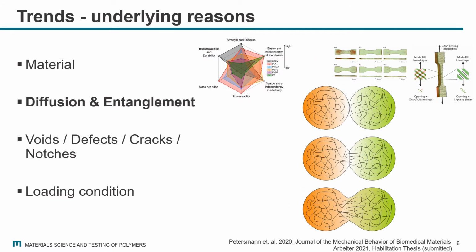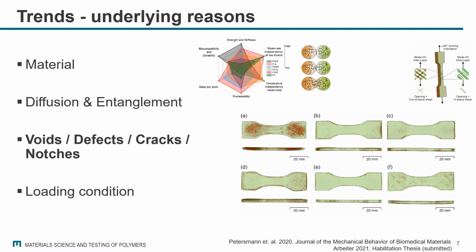And of course, there are the diffusion and entanglement processes which occur at the interfaces of the different deposited strands, which is also quite a significant factor with regard to the final properties. Have a look at voids, defects, cracks, notches, and so on, as shown here, for example, for small tensile bars, which were examined using micro-CT analysis.